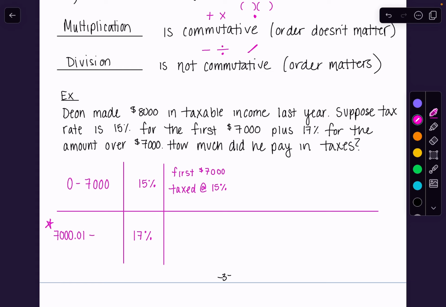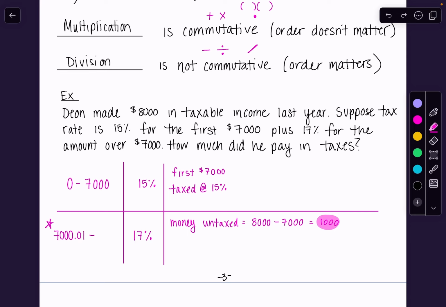So for him, then the money that's left untaxed is the difference between these two. He made $8,000. $7,000 has already been taxed. So he has $1,000 in his income left to be taxed. And this $1,000 will be taxed at that 17% rate. Okay? So he's not taking his $7,000 and timesing it by 0.17. He's splitting his money into these categories.